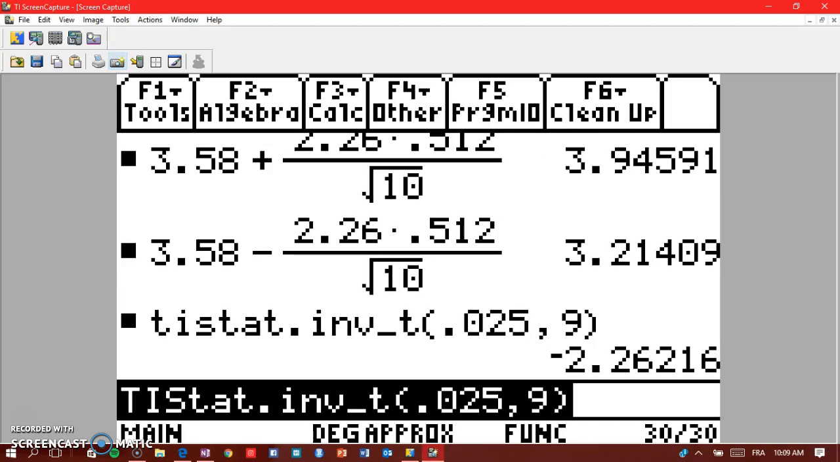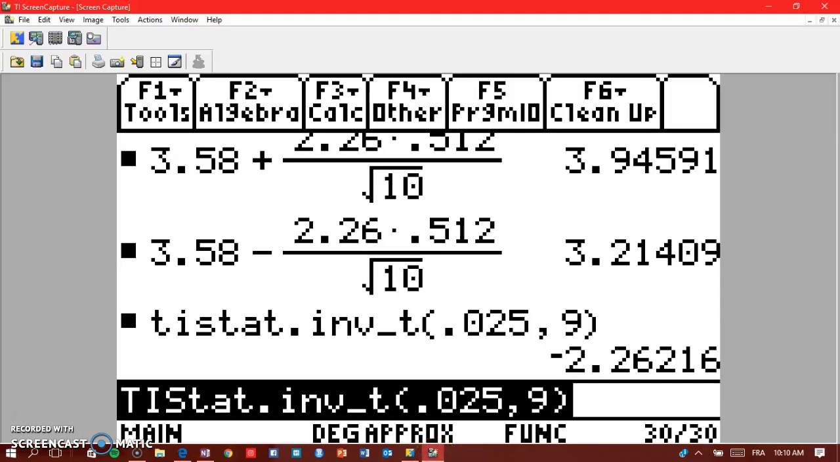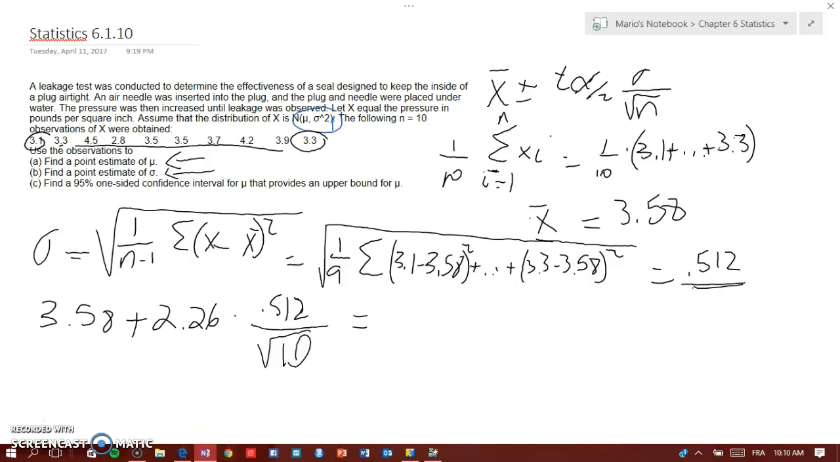Which is 2.26. So that means we're going to have 3.58 plus 2.26 times sigma, which is 0.5112, divided by the square root of n, which is the square root of 10. Let's see what that equals. So 3.58 plus 2.26 times 0.5112 divided by the square root of 10, and that is equal to 3.95946.